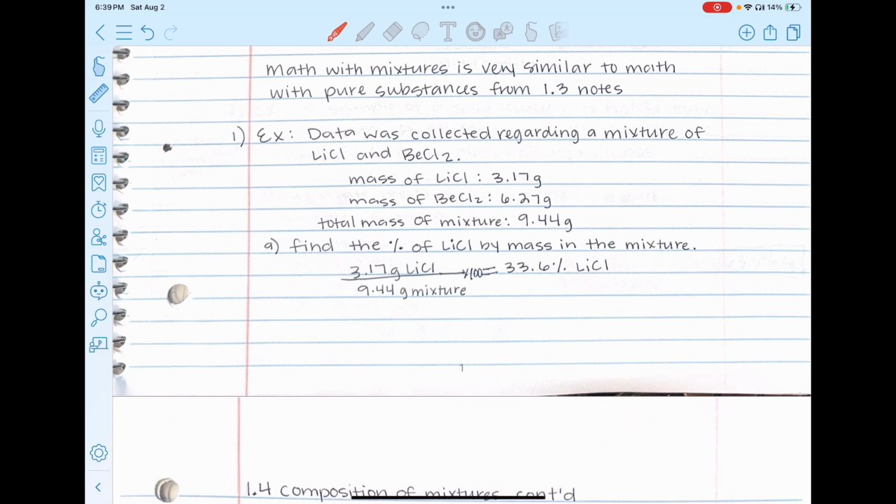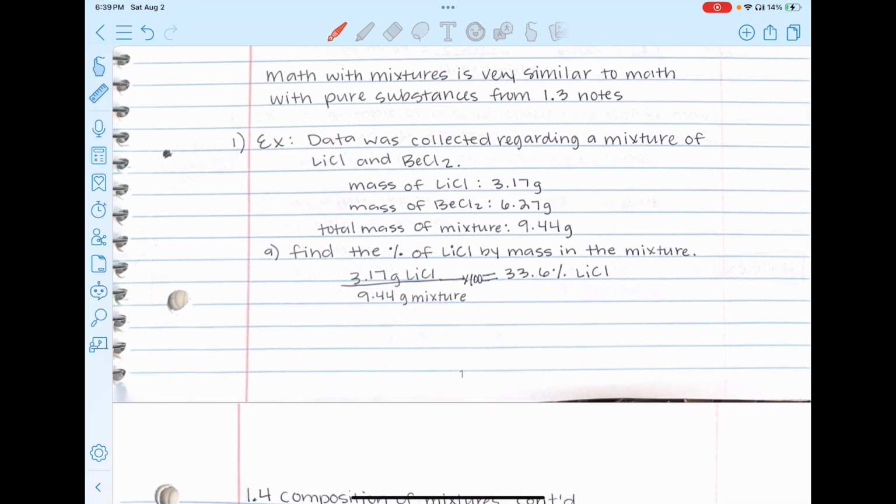All right, so our first example is that data was collected regarding a mixture of lithium chloride and beryllium chloride. We're given the mass of each of those two, and we're given a total mass of this mixture. And we're told to find the percent of lithium chloride by mass in the mixture. I want to remind you, percentages are always a part over the whole multiplied by 100 to turn it into a percentage. So in this case, this is a very easy question that is disguised to look a little scary and intimidating. We have all the math we need. We don't need to reference the periodic table or do any conversions here to solve this problem.